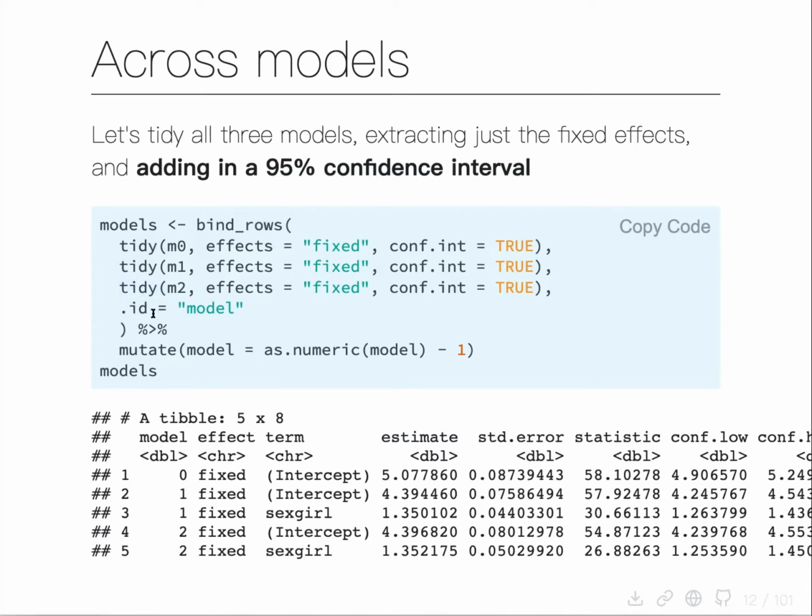Then because of my own naming conventions, I named them model 0, M0, M1, M2. I'm now modifying that model column that I created here. I'm making it numeric, and then I'm subtracting 1. So now I have this column here called model, where the numbers actually correspond to my naming conventions M0, M1, M2, okay? And now I have all the fixed effects for this model, okay?